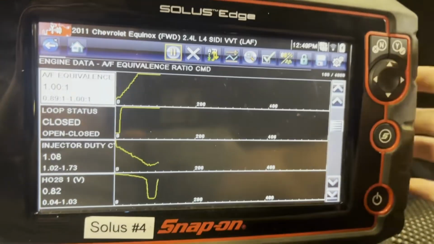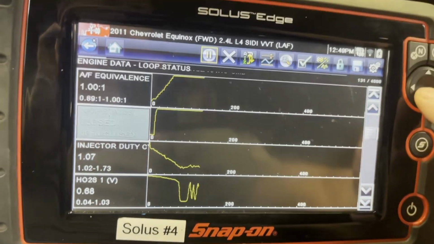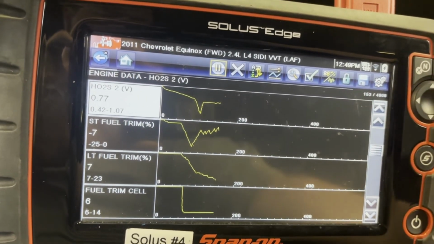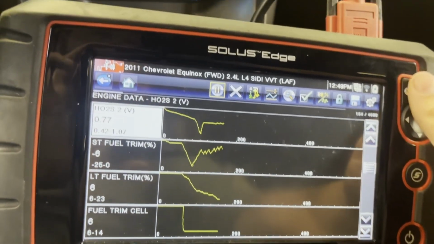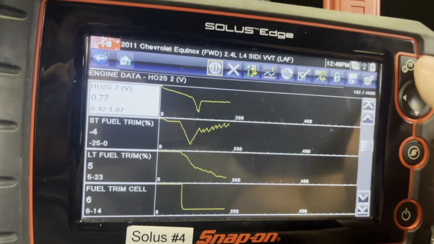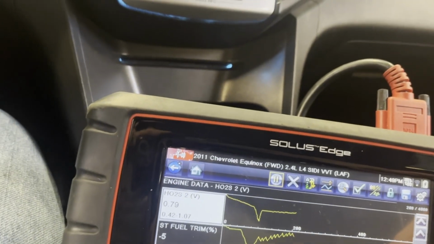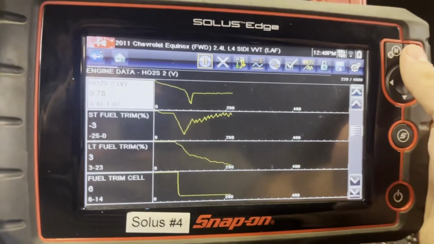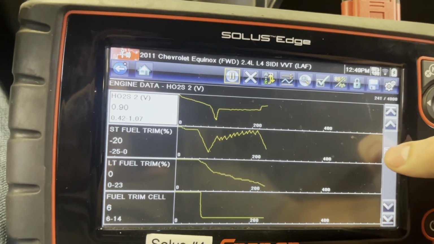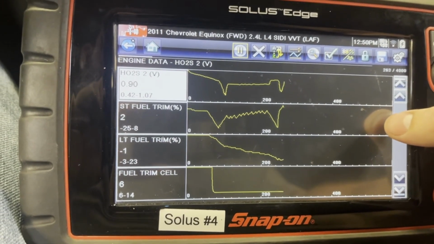So here in the Equinox, we have shown our air-fuel ratio equivalents, our injector duty, and then our two O2 sensors and short-term and long-term fuel trims. We are going to be causing a rich condition with propane, and we can see that change here. With the propane being induced, you can see our short-term fuel trims go down to negative.